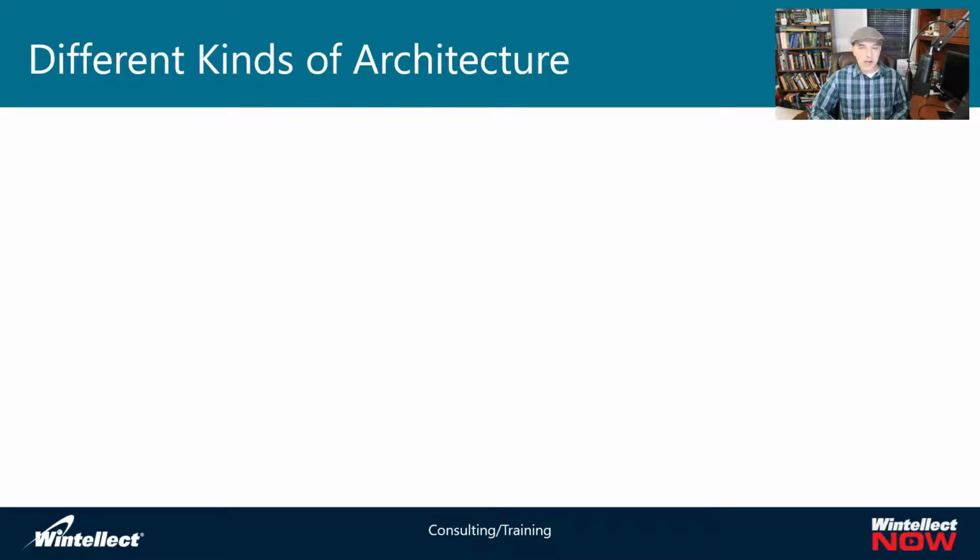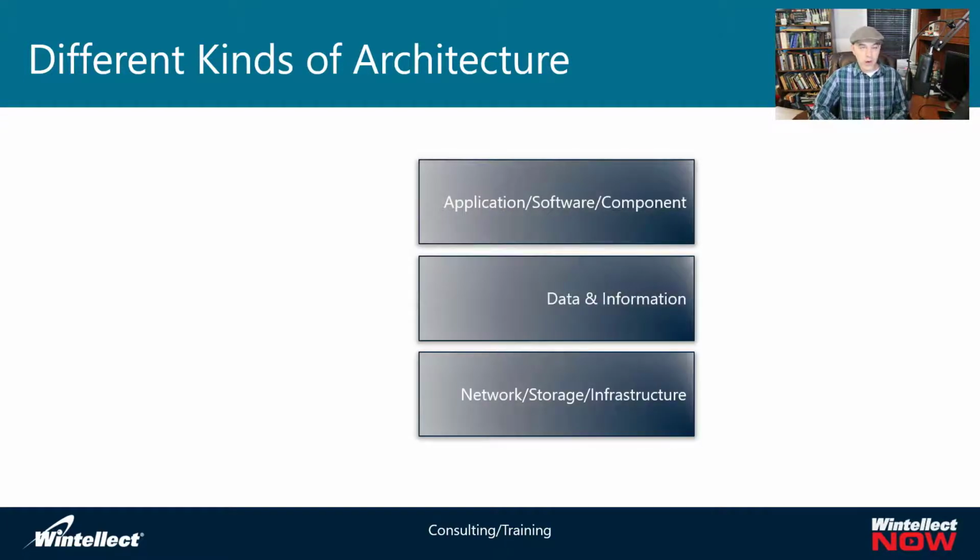So there are different kinds of architecture that we can talk about, and these are more architectural domains, but I like to think about them in two different kinds of categories. And the first one is horizontal architectures. Horizontal architectures are architectures we can think about as layers. So these would be things like application architectures and software architectures and component architectures that relate to apps. Or we can think about data and information architectures as being that kind of middle tier. And this would be things like how data moves through a system or how information is organized.